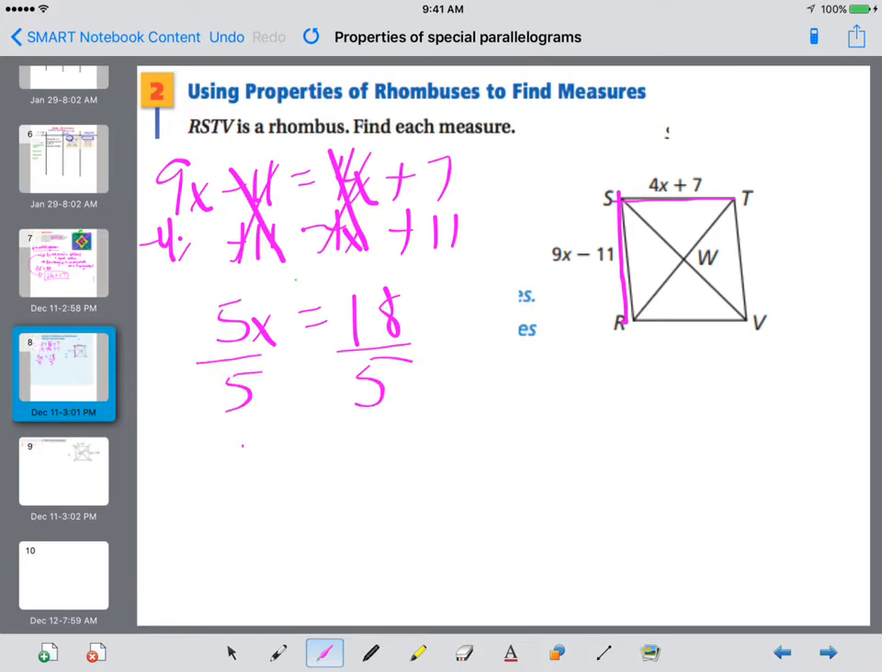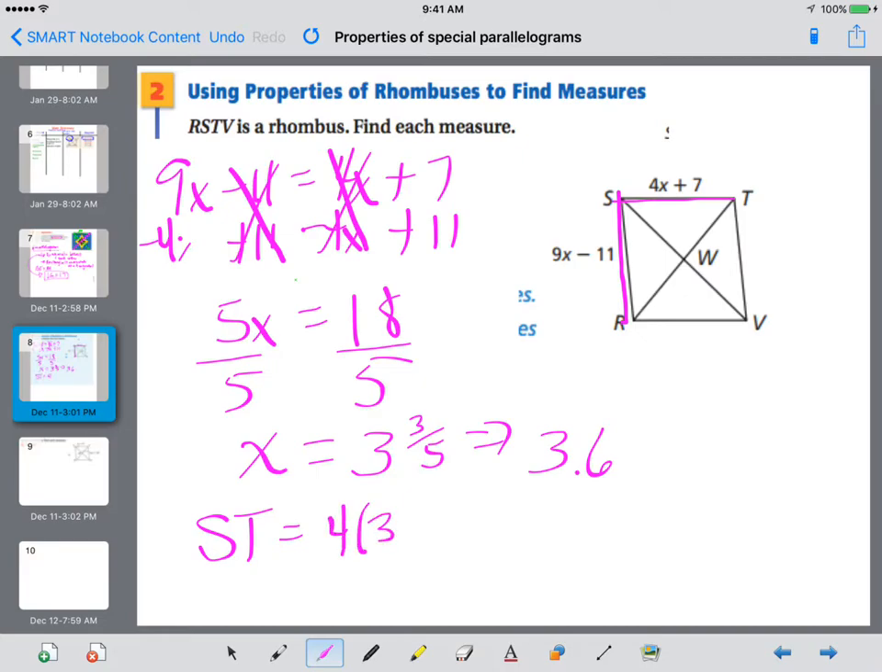Divide by 5, and you're thinking, oh, this is a weird number. Well, 15 divided by 5 is 3, and we would have 3 left over to get to 18. So it's 3 and 3/5. Well, 3/5 is also 60%, it's 0.6. So to find ST, we would plug in 4 times 3.6 plus 7. Well, 4 times 3 is 12. If we had 0.6 times 4, that's 2.4. So we had 14.4 plus 7. ST equals 21.4.